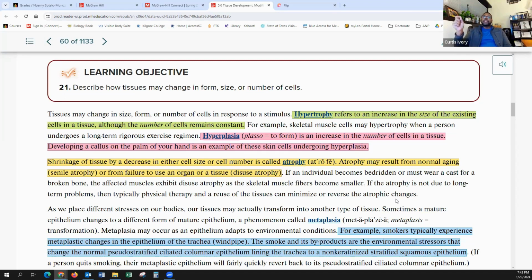Atrophy would be shrinking of cells. So like when people get older, their body mass starts to decrease, and their cell size starts to essentially decrease. So especially when you have like muscle loss or bone loss, we call that atrophy because the cell size or the cell number is starting to decrease.